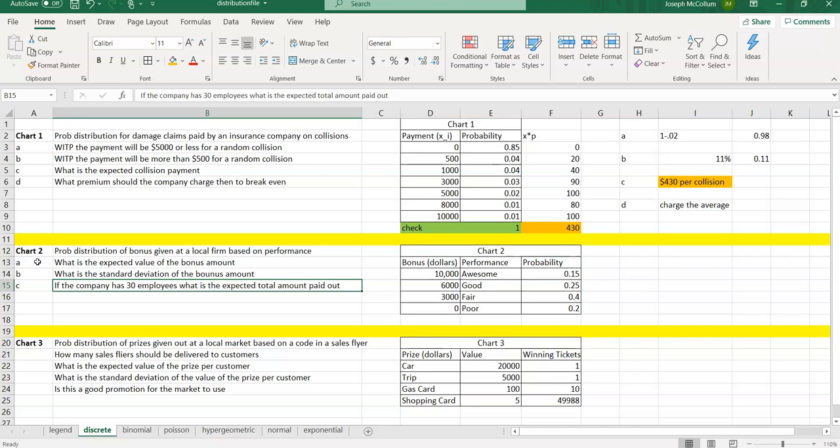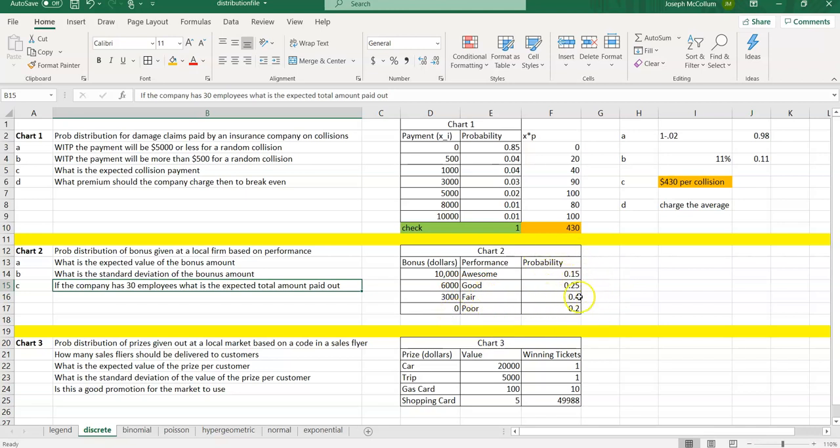All right, we're back. So how would I find the expected bonus amount? Again, I like to look at my chart, see what we're talking about. So what we have is a local firm, ad firm, whatever type of firm, marketing firm you have, and the employer is going to give out bonuses based on job performances, quarterly or yearly. And the payouts are $10,000 if you get an awesome, $6,000 for good, $3,000 for fair, and you get nothing if you're a poor job performance.